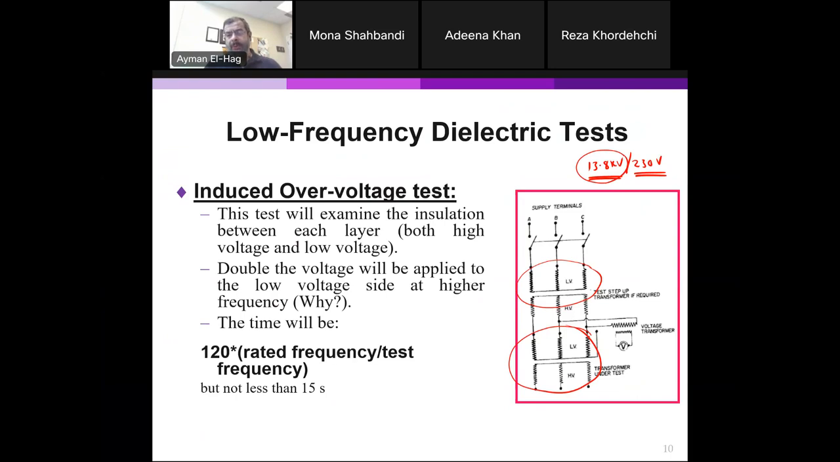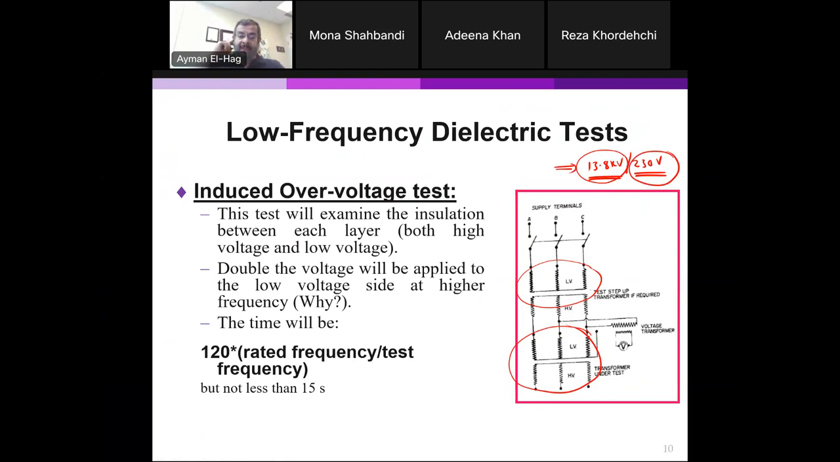Question is, why don't we apply it to the 13.8 kilovolt? It is just a matter of cost, because to have a generator that can produce up to 400 volt for the low voltage side is much, much cheaper than having a generator that can produce 13.8 kilovolt. It's easier to induce the voltage at the high voltage side.